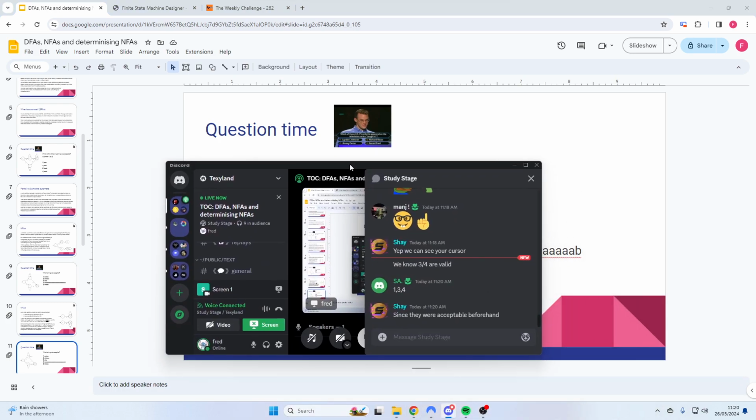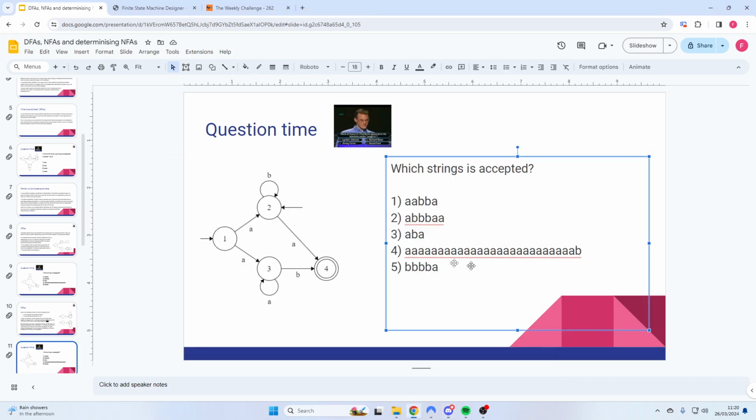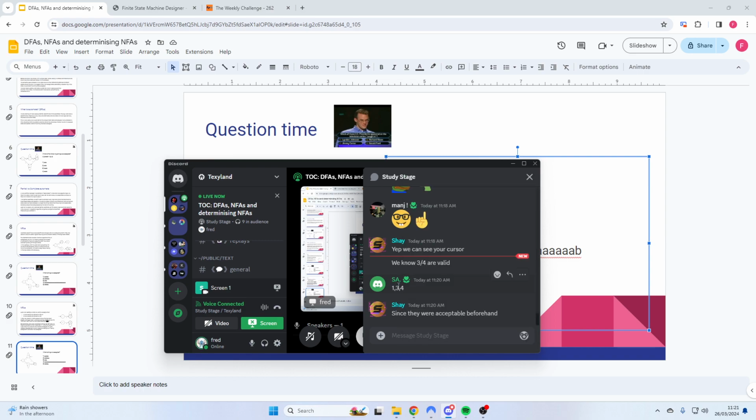Let's see. 1, 3, and 4. Yep, we already know 3 and 4 are valid because we demonstrated in the last one that even without this start state, we can accept them. So it's not going to make them invalid. We can always do that. Okay, someone says 1, 3, and 4. Does everyone agree?